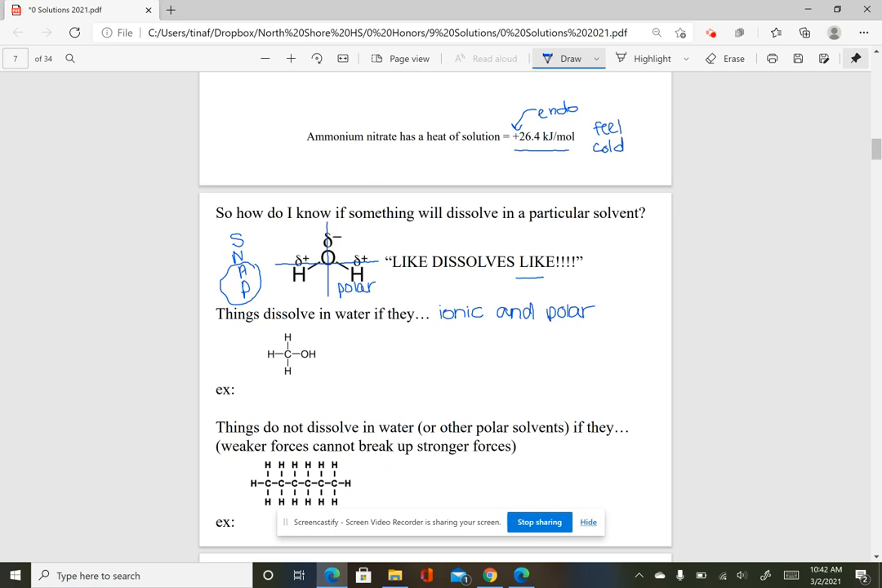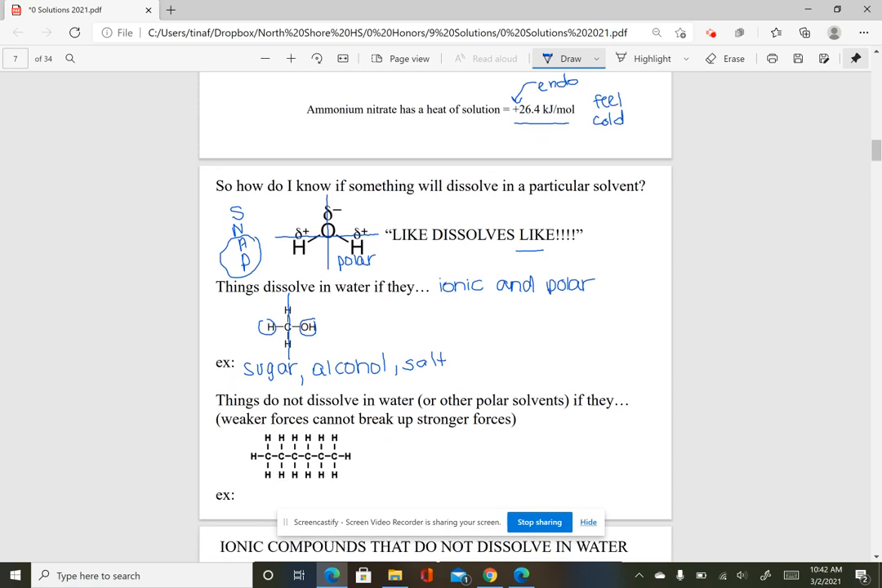So here's another example. This is an alcohol molecule. And if I look at its symmetry, it's asymmetrical. I have different things on this side than on this side. So if it's polar, you can guess that yes, it would dissolve in water. Sugar is an example of something that's polar. Alcohol molecules are polar. And salt, which is our ionic example. They will all dissolve in water because they're like water.